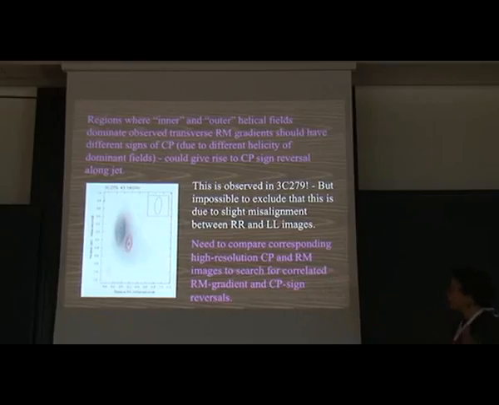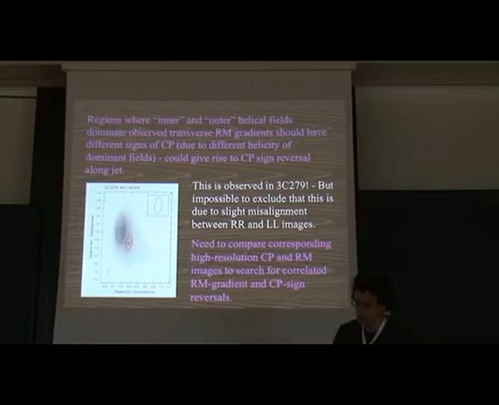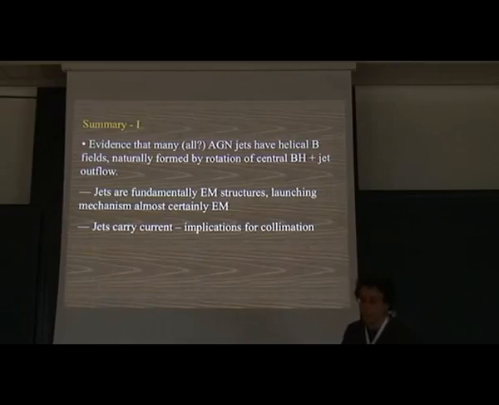But another thing that we could potentially do is to look for cases where we see this type of structure and to try to correlate it with the presence of these rotation measure gradient reversals. Because if we see that there's a tendency for the two to occur together, that will make it look much more like real physics and less like misalignment.